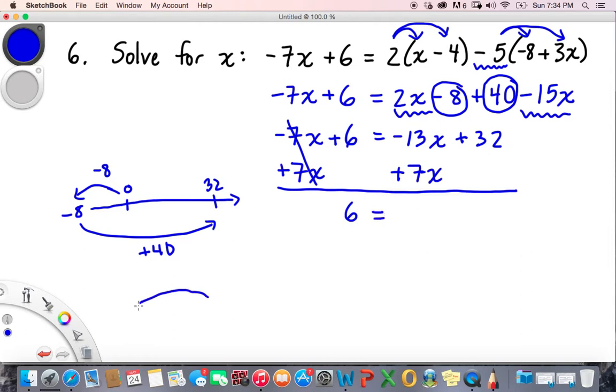So think about that. We're at negative 13 on our number line if we start at 0. We're down here at negative 13, then we add 7x. So negative 13x plus 7x gives me a total of negative 6x. So I'm at negative 6x plus 32.